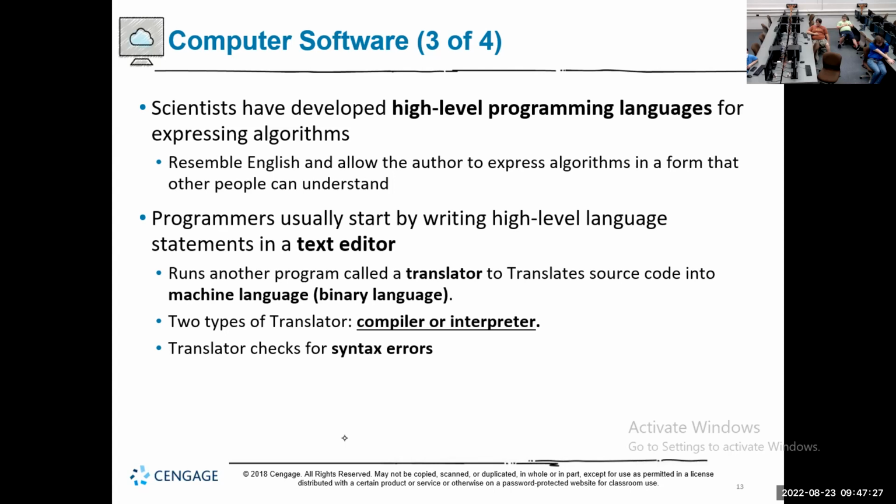Okay, so basically for any high-level programming language, ultimately you have to translate it into machine code, and you have two types of translator: the compiler and the interpreter.